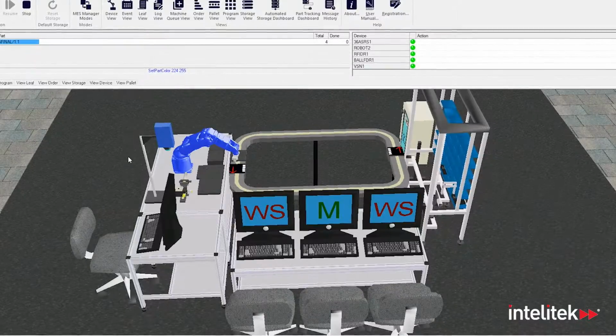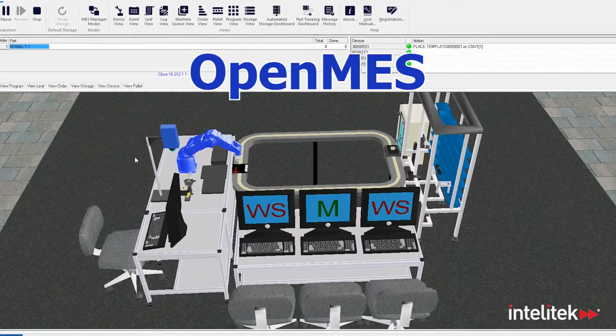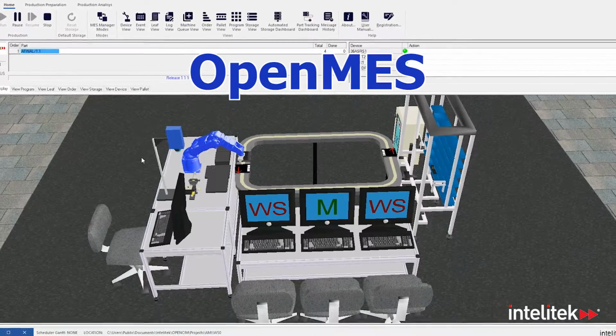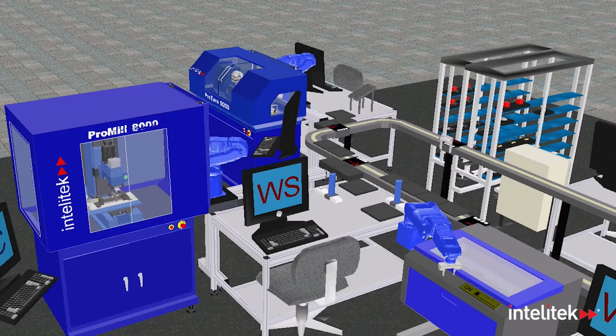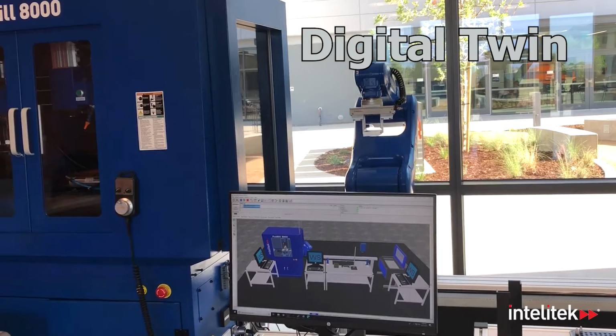The manufacturing execution system that you will be using is Intelitek's OpenMES, which not only provides all of these functions, but also features a 3D simulation of the CIM cell. The simulation serves as your production testing ground before deployment, and evolves into a digital twin once your manufacturing system is up and running.